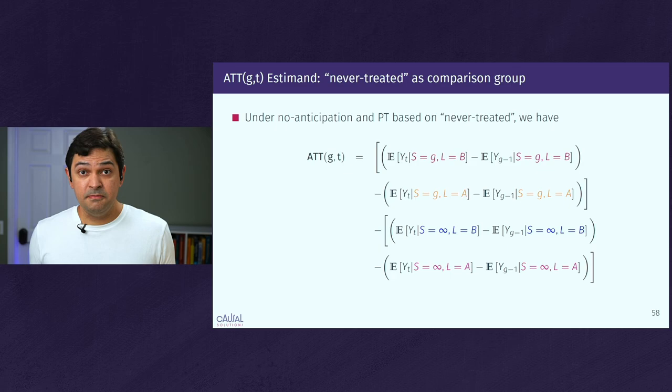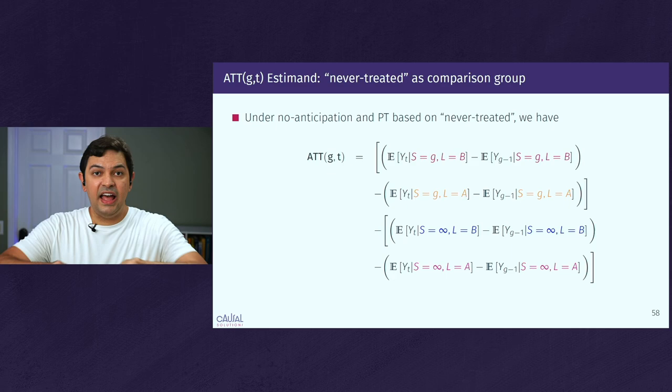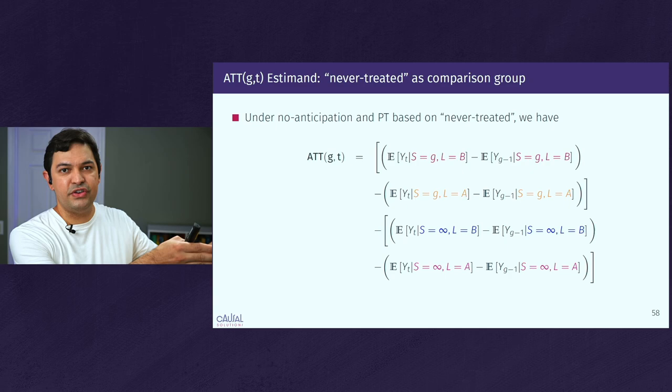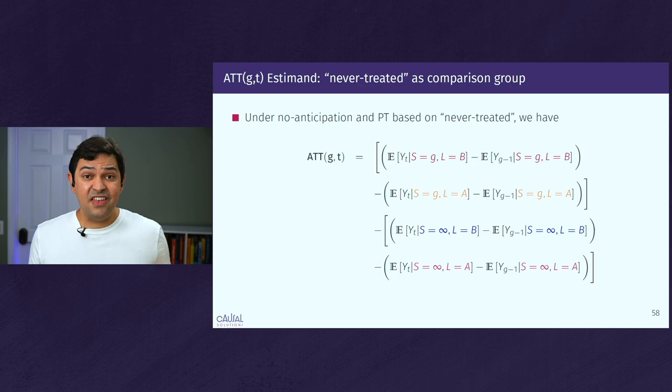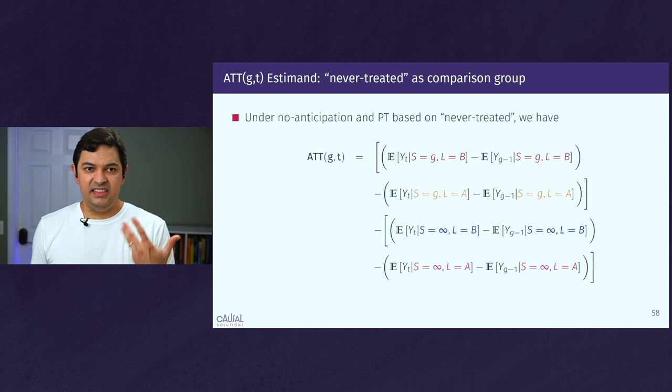Again, we can split the data into two groups: cohort G, the states which passed the law in period G, and states which have never passed the law. I do one DID for the states which passed the law for the first time in period G, and another DID for the never treated states. I subtract one from the other, and I get my estimate for the ATT(g,t). This is if I use the never treated units as the comparison group.